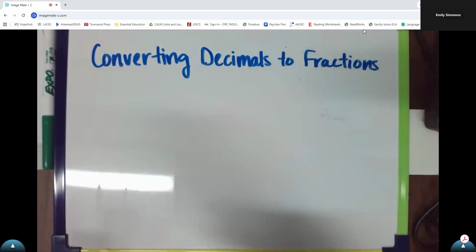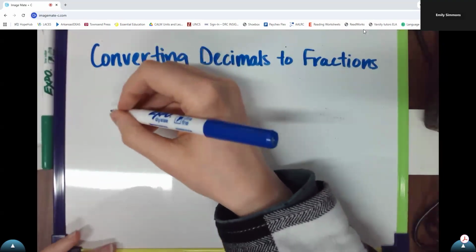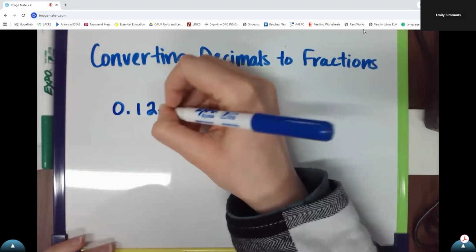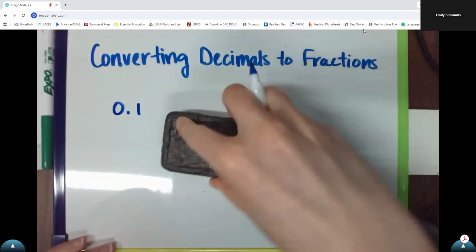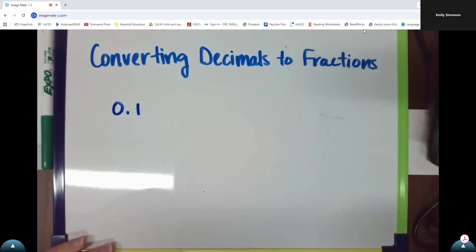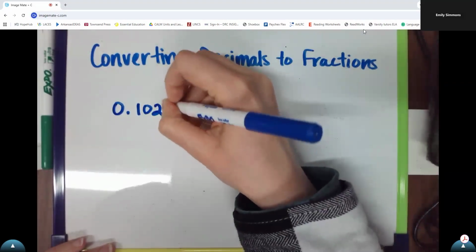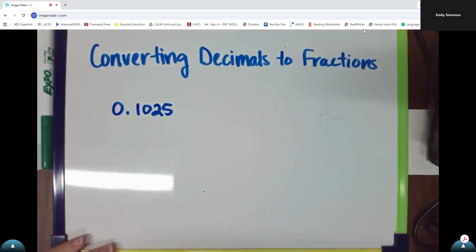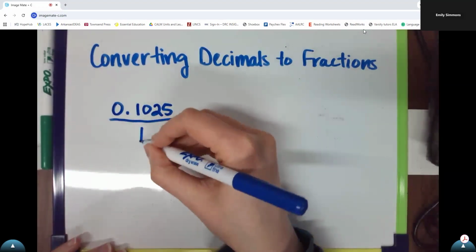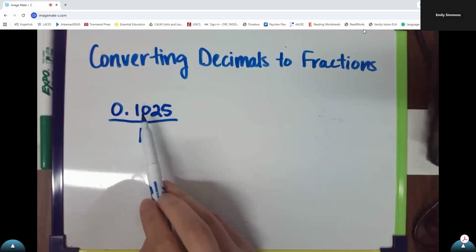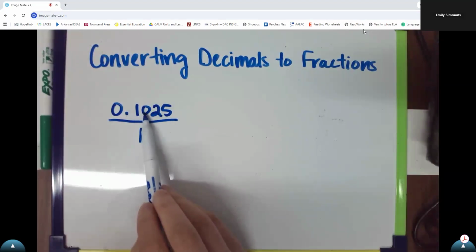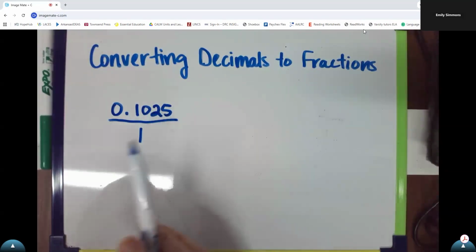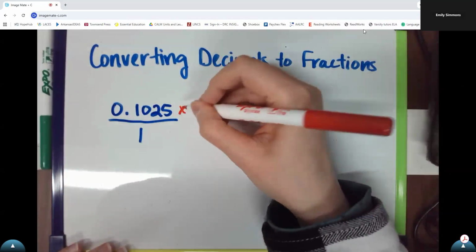We could also have a longer decimal. We could have 0.125 or 0.1025. Same thing, we're going to put this over 1. Then we'll multiply by the place value we're at. So we've got our tenths, hundredths, thousandths, and then 10,000ths. So we're going to multiply our numerator and denominator by 10,000.